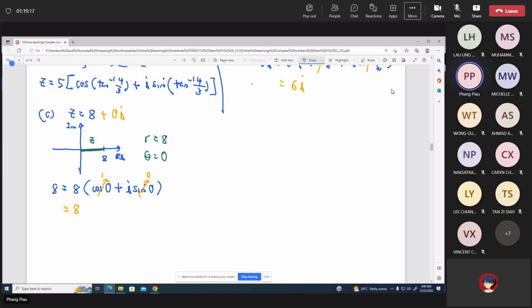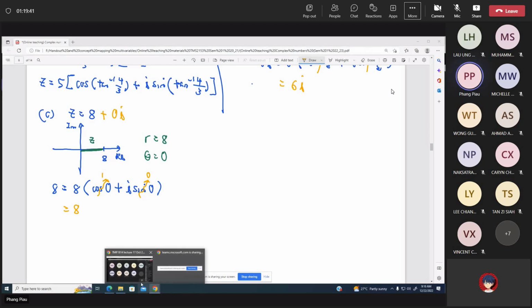Any question? So when the complex number becomes simplest, as long as you really understand how it works, then you should write it in the correct form of this, either polar or exponential.